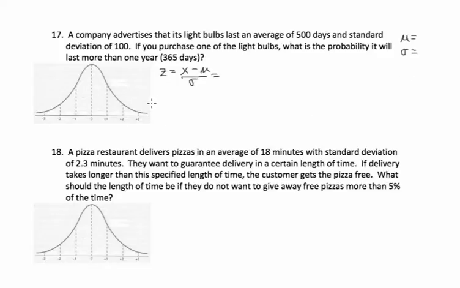A company advertises that its light bulbs last an average of 500 days, so the mean is 500 days, and a standard deviation of 100. If you purchase a light bulb, what's the probability that it will last for more than a year, for more than 365 days? Well, what do you think? Is it going to be a good probability? Well, on average, they last 500 days. So you'd think that it's probably a pretty good chance that they'll last over 365 days. Let's see. Our data value is 365 days. And again, we want to use this same formula to change to a z-score.